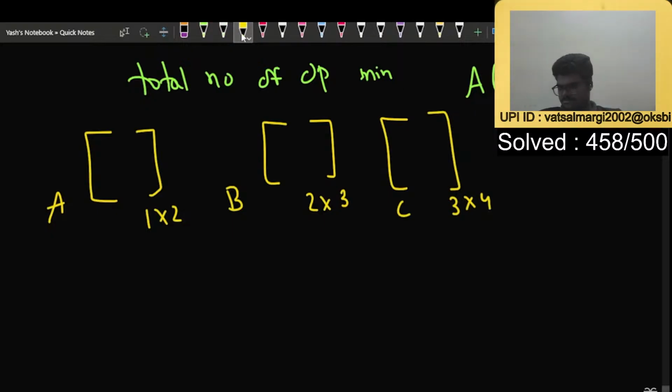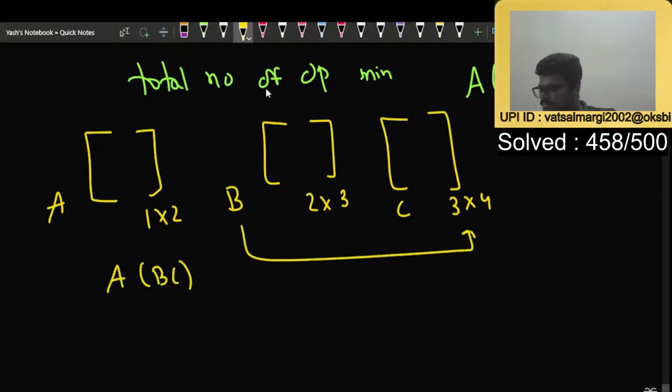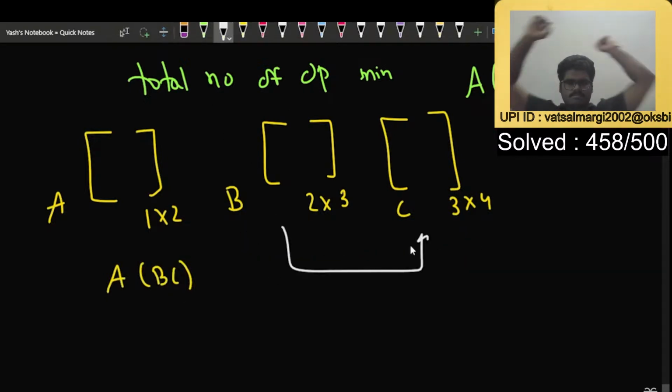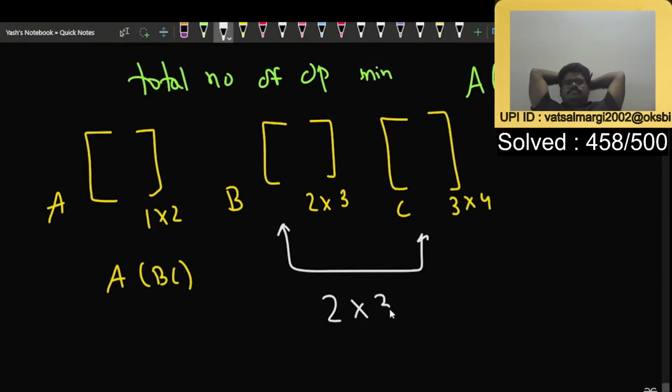Let us see how many operations we will take in the case of A into BC. First, we multiply B and C. How many operations do we take? We take 2 into 3 into 4 operations. Then we get the resultant matrix BC, which will be of dimension 2 cross 4.